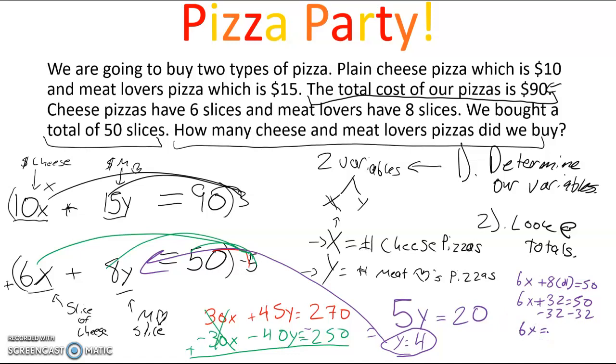6x is equal to, let's see here, just to do that little subtraction, we get 18, which means that x is going to equal 3. So what we've determined is we're going to have 3 cheese pizzas and 4 meat lovers, all right?